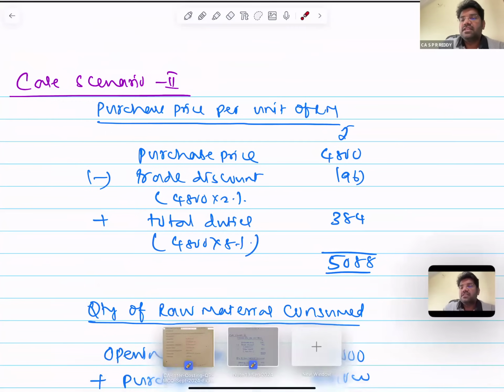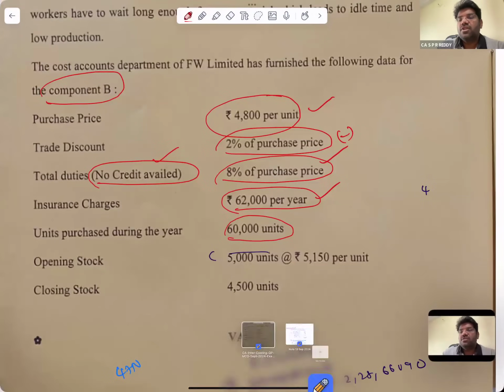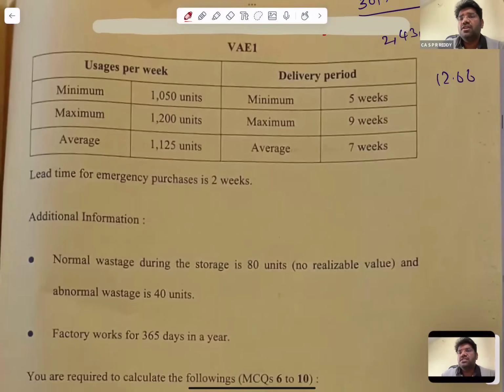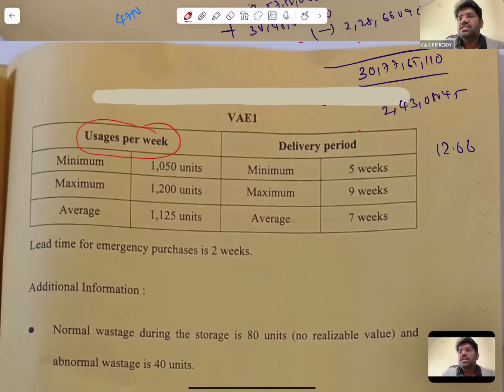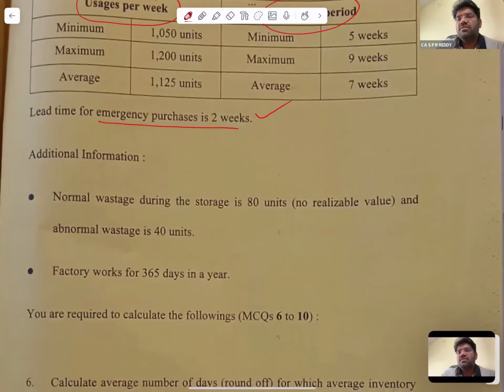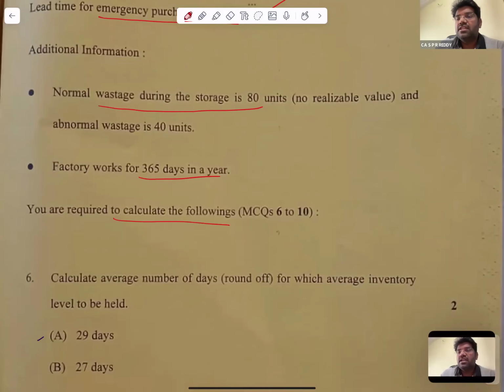Let's see the questions now. What are the questions they've asked? Apart from that, they also give the raw material usage, delivery period, minimum, maximum, average. Lead time for emergency purchases 2 weeks. Additional information: normal wastage during storage is 80 units, abnormal wastage is 40. Factory works for 365 days in a year. So you're required to calculate the following, MCQ 6 to 10.